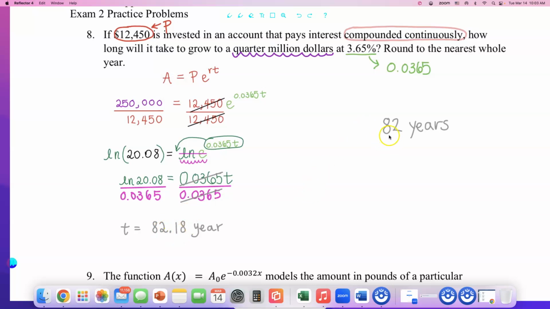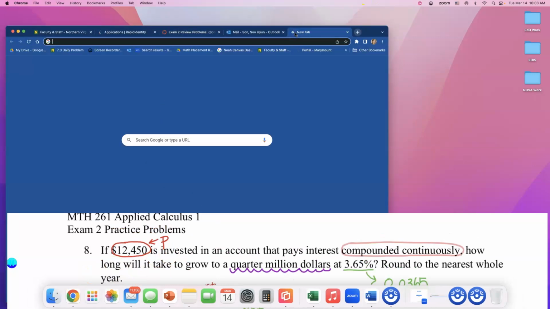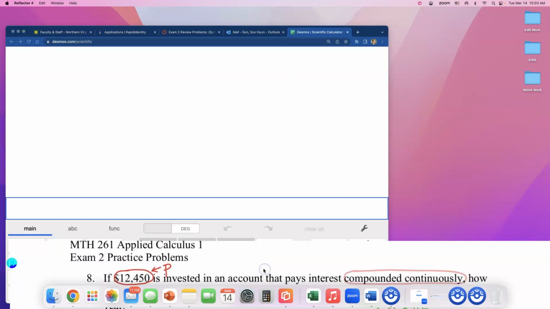But technically speaking, we're not going to have $250,000 after 82 years, because it takes 82.18 years. So to have a guaranteed $250,000 or more, we will have to wait 83 years. I'll show you. If I go to Desmos Scientific and type in this equation, we start with $12,450, and we multiply this by e raised to the 0.0365 times 82. Now look at that. Is that $250,000? Not quite yet.